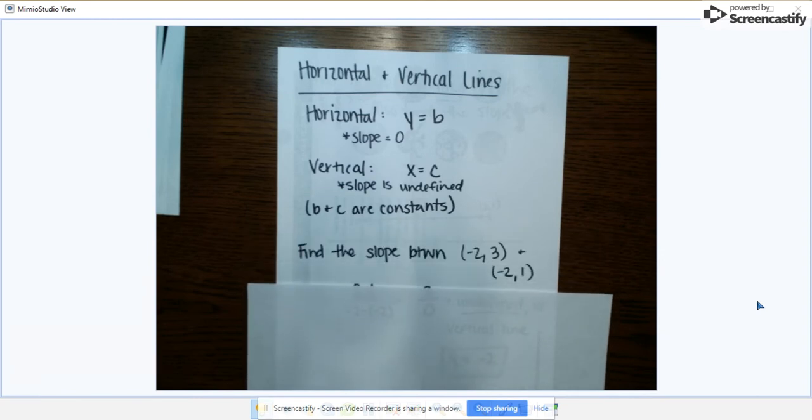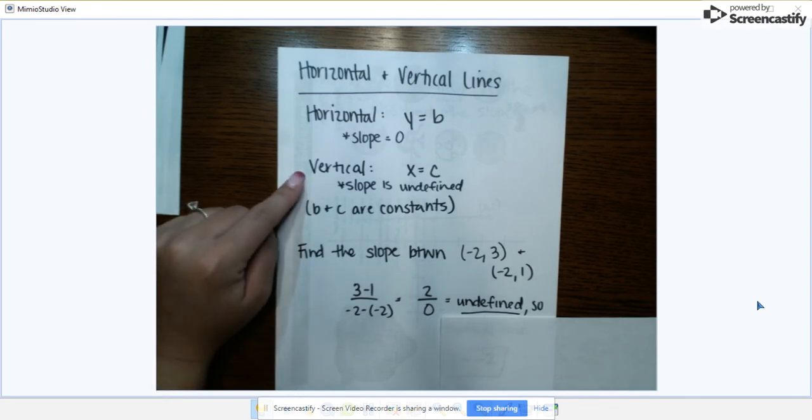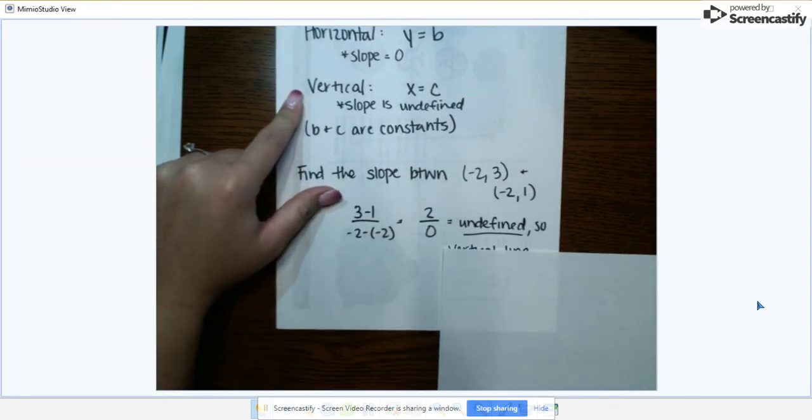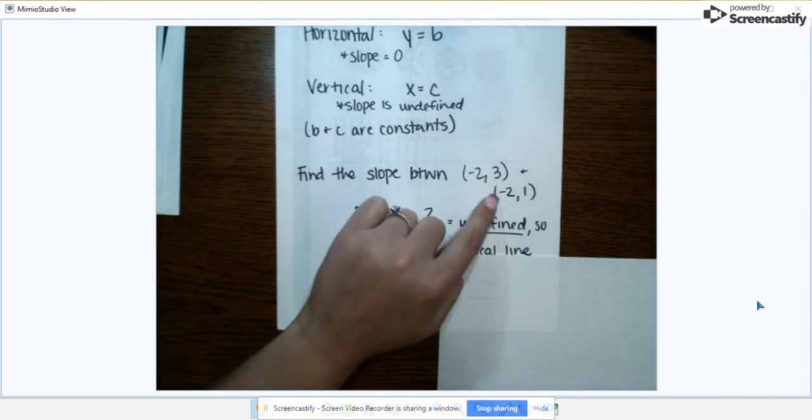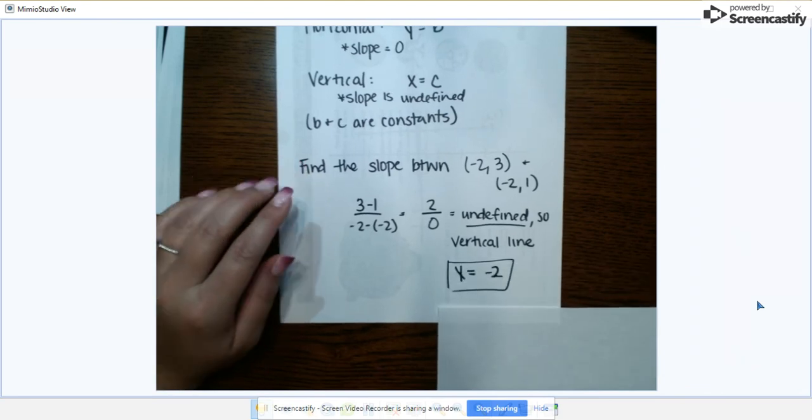Okay, we're going to look at finding slopes. So I have 2 points and I need to find the slope between them. I plug them into my slope equation, 3 minus 1 over negative 2 minus negative 2. And that comes out to 2 divided by 0. We cannot divide by 0, therefore we know this is an undefined slope, which according to our rules up here, we know it's a vertical line. And if you look at your points, both points go through the x-coordinate negative 2. So our equation for this vertical line is x equals negative 2.